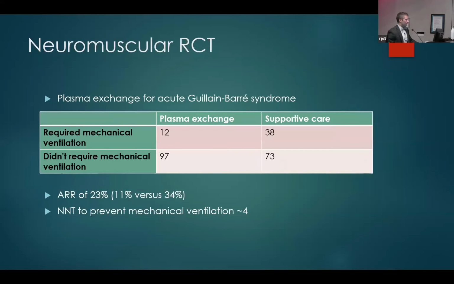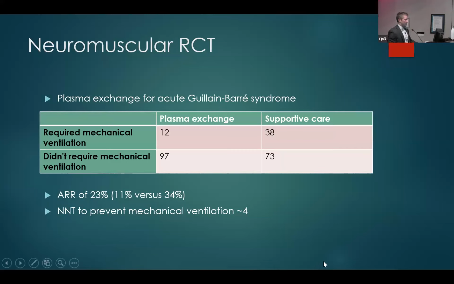Okay. Here's one from neuromuscular, and something we do in the hospital all the time. So this was plasma exchange for acute Guillain-Barré. If you're interested, Cochrane has some really nice forest plots for plasma exchange for acute Guillain-Barré. Duke didn't have access to all of the, I looked really hard and didn't want to pay $50, sorry, to get access to the actual graphs, but I found the raw numbers.